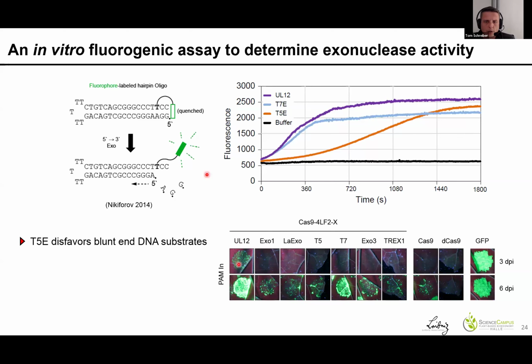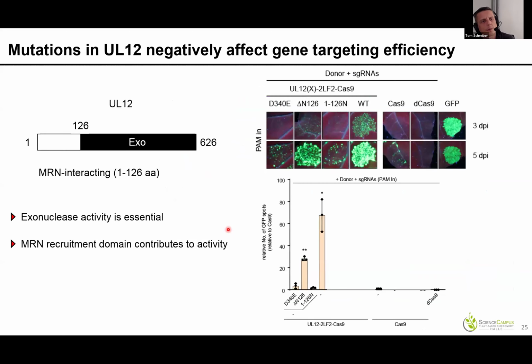And we wanted to find out, okay, what makes the difference between T7 exonuclease and UL12? So here I want to give you an extra information. UL12 is kind of a special exonuclease. It's a relatively large exonuclease, so it has a large exonuclease core, but in addition to that, it also has an N-terminal region, the first 126 amino acids. And it was also shown that these interact with DNA repair factors, more precisely the MRN complex, and we want to know, okay, how much the contribution of this domain is to the gene targeting efficiency.